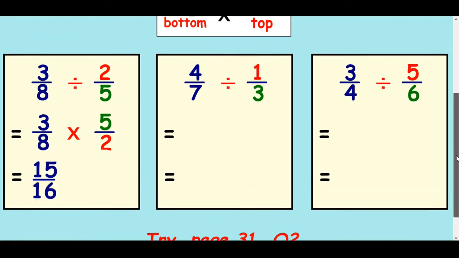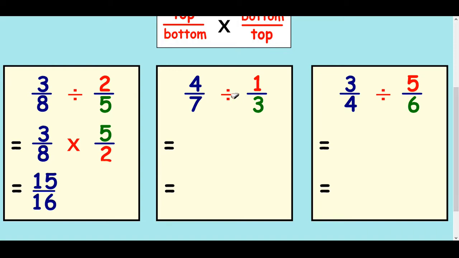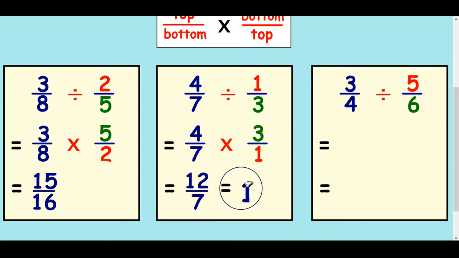Right, let's look at the next one. 4 over 7 divided by 1 over 3. Let's turn it into a multiply to make it easier. 4 over 7 times 3 over 1. Top times top, bottom times bottom. So that leaves you 12 over 7. Now, I wouldn't leave it like that. That's called a top-heavy fraction or improper fraction. I would try and change it into a mixed number. So how many 7s are in 12? Well, 1 with 5 sevenths left over. And you can finish it like that.